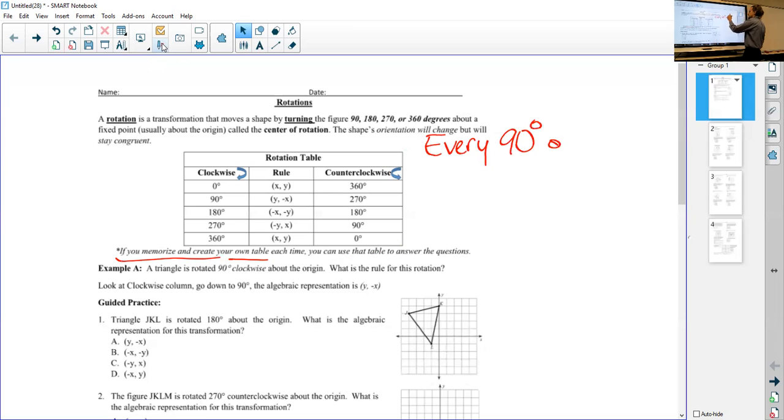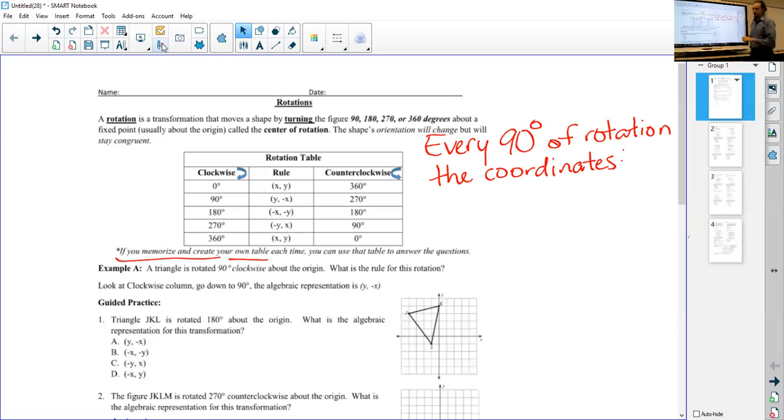So I'm going to say every 90 degrees of rotation, the coordinates, two things happen. Number one, the coordinates, the x and y values, swap places. And we'll explain what that means here.